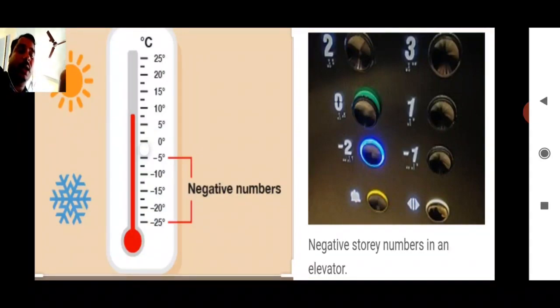Second example is the measurement of temperature. Negative numbers or negative integers are also rational numbers. And the third one is negative storey numbers in an elevator. When you go through an elevator or lift, you find that some numbers are put at minus 2, minus 1 or 0 as the ground floor, and below the ground floor it marks minus 1, minus 2, minus 3, etc. So these are some examples of rational numbers in our daily life.